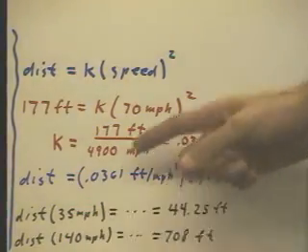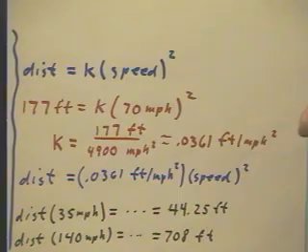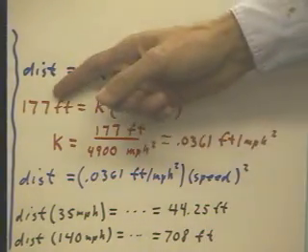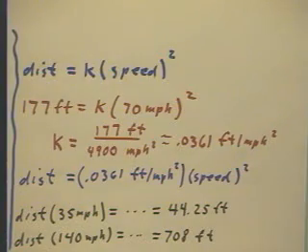Similarly, 140 is the double of 70. Since we're doubling this quantity and squaring it, we're going to end up with 4 times as much. 4 times 177 isn't that difficult to calculate, 708 feet.